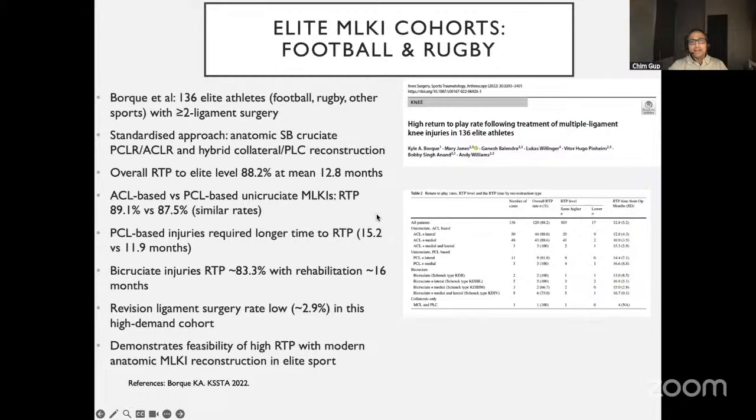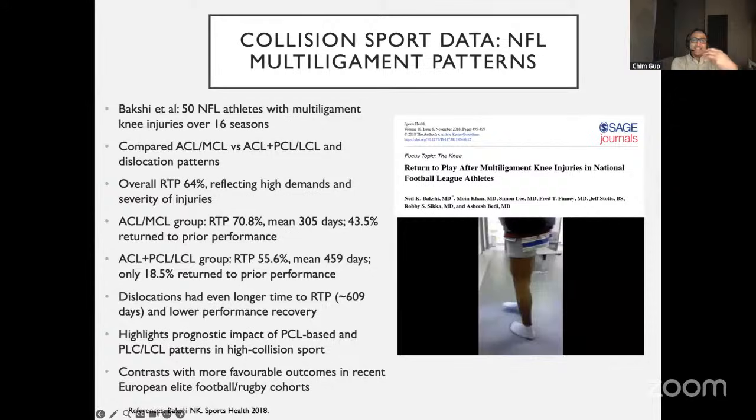What about elite different sports? Andy Williams' group reported on football and rugby, and they suggested that there's a good set of results with PCL-based injuries requiring a longer time to return to play versus ACL-based injuries, and bicruciate injuries, again, requiring longer time and slightly less return to play rate. So definitely the ACL, PCL, and ACL, PCL, LCL group have a poorer prognosis, again confirmed by this NFL study, than the PCL, LCL, or PCL posterolateral corner group.